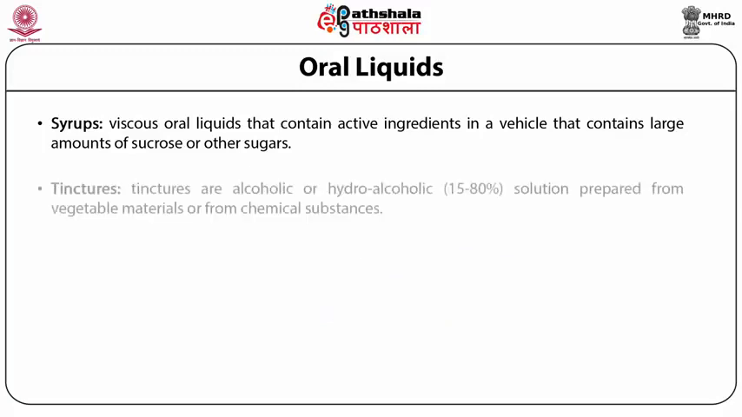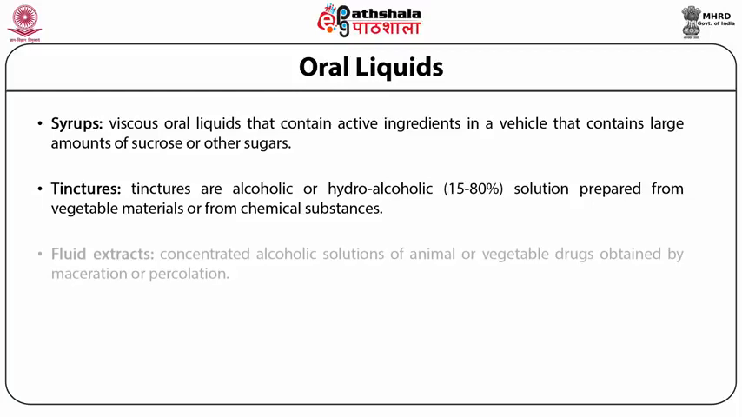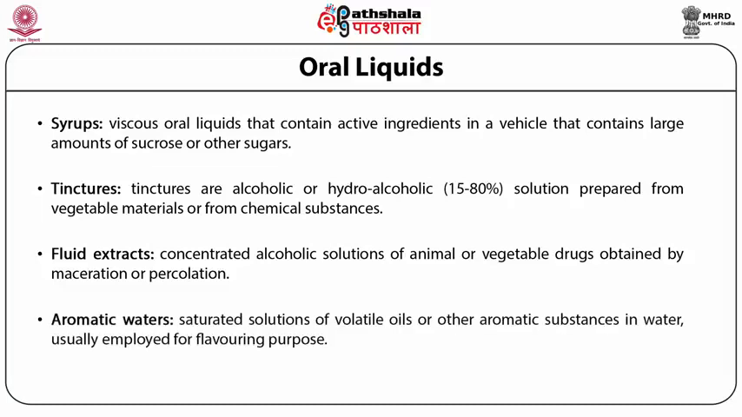Next category is tinctures. Tinctures are alcoholic or hydroalcoholic solutions that may contain alcohol content from 15 to 80%. It is prepared from vegetable materials or from chemical substances. Another category is fluid extracts. These are concentrated alcoholic solutions of animal or vegetable drugs, generally prepared by maceration or percolation. And the last category, used for labeling purposes, is aromatic waters. These are saturated solutions of volatile oils or other aromatic substances in water.